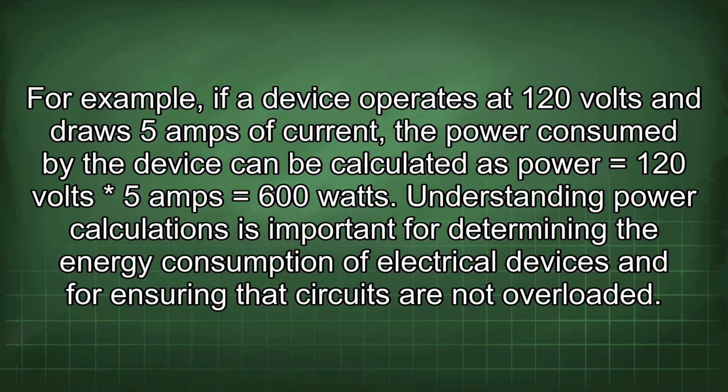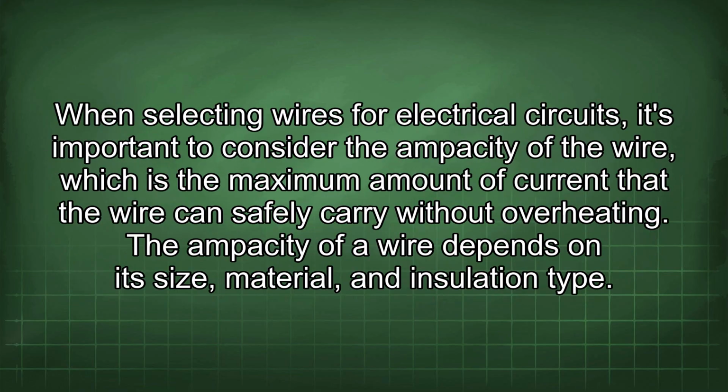For example, if a device operates at 120 volts and draws 5 amps of current, the power consumed by the device can be calculated as power equals 120 volts * 5 amps equals 600 watts. Understanding power calculations is important for determining the energy consumption of electrical devices and for ensuring that circuits are not overloaded.